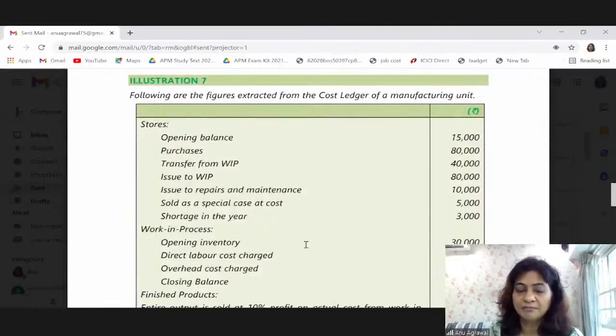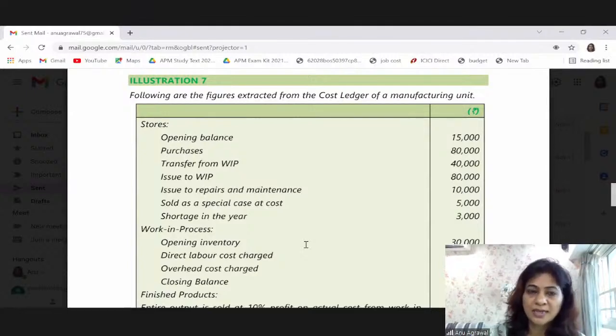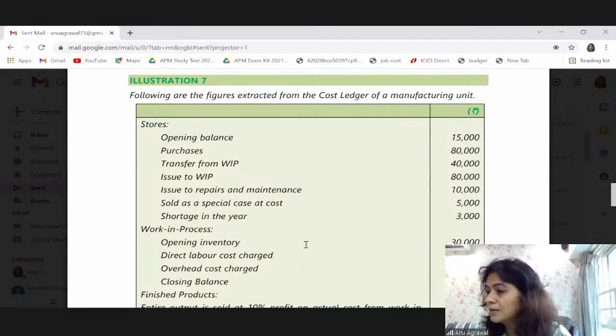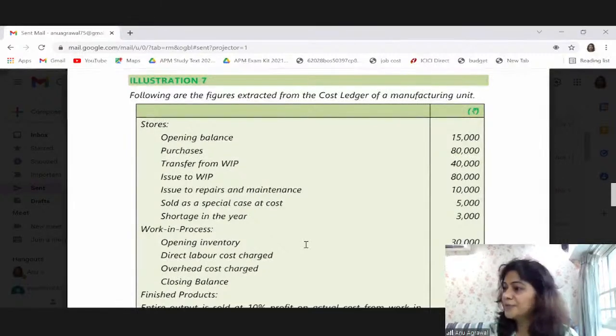Okay. They have told me stores ka information they have given. Opening balance is so and so. Purchases is so and so. Transfer from WIP, issue to WIP, issue to repair and maintenance, sold as a special case type cost, shortage in the year, right? So much information they have given, right? Thank you so much, Ria. It makes me feel so happy, right?